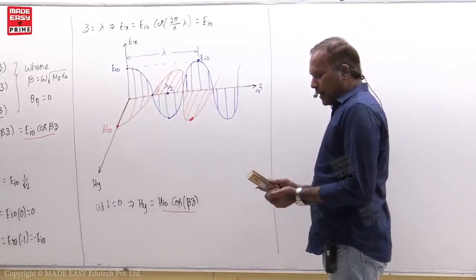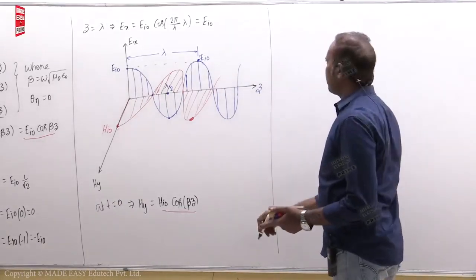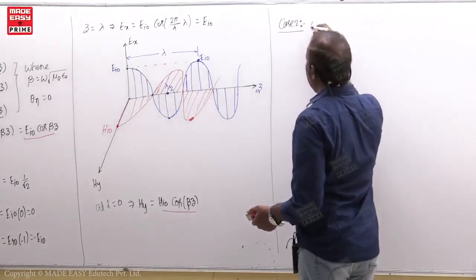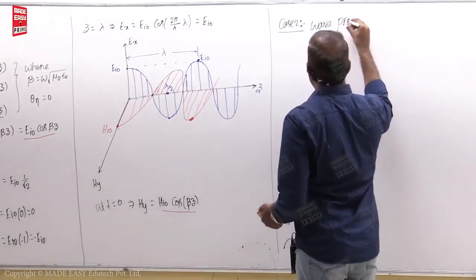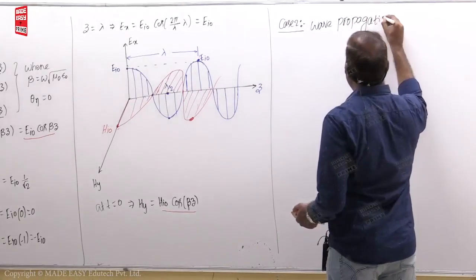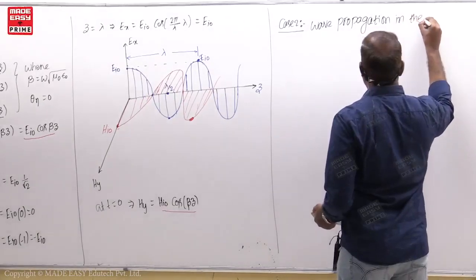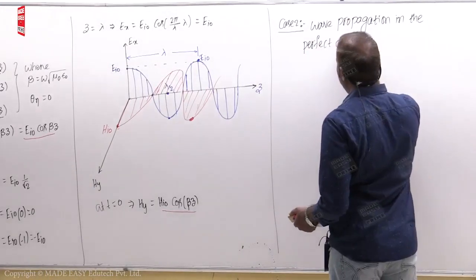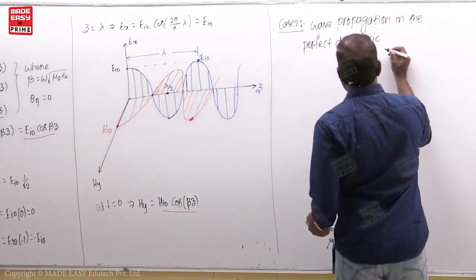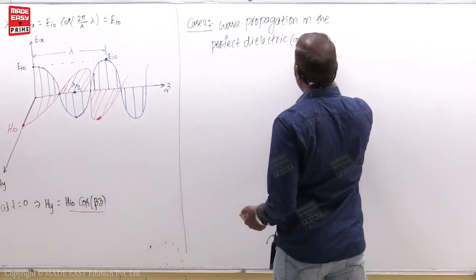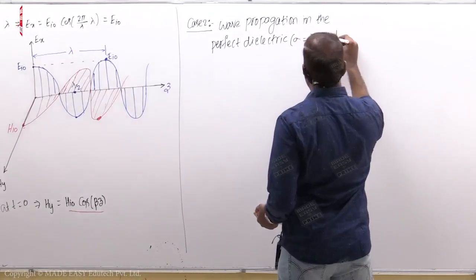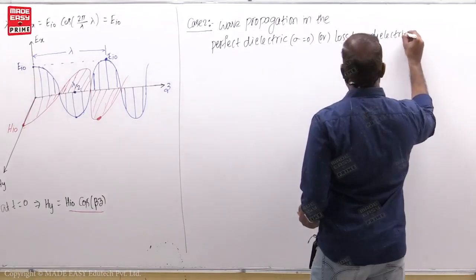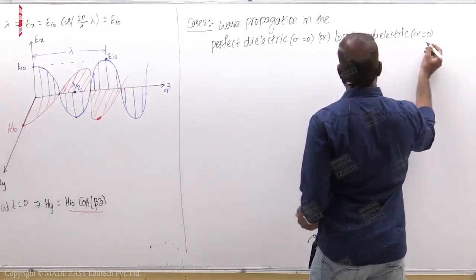Now once again, let us discuss case 2, students. What is case 2? Wave propagation in the perfect dielectric. Perfect dielectric means actually sigma is equal to 0, or lossless dielectric. Lossless dielectric means alpha will be 0. That is the meaning of lossless dielectric.